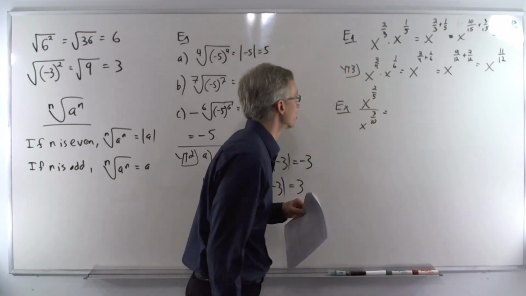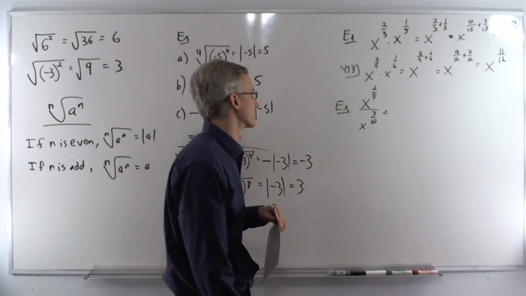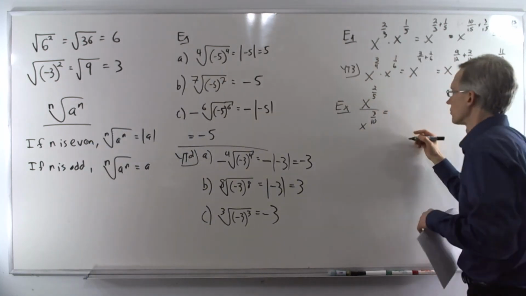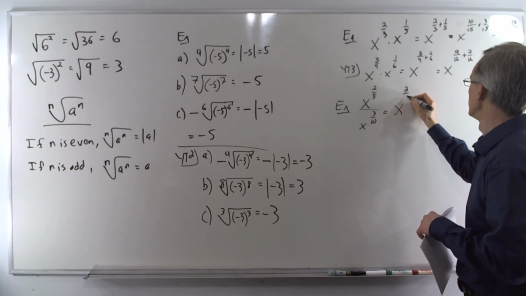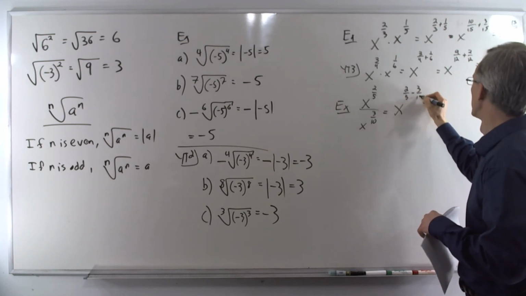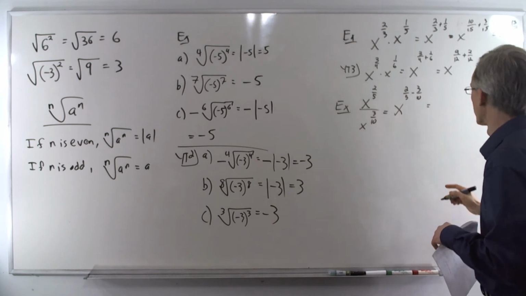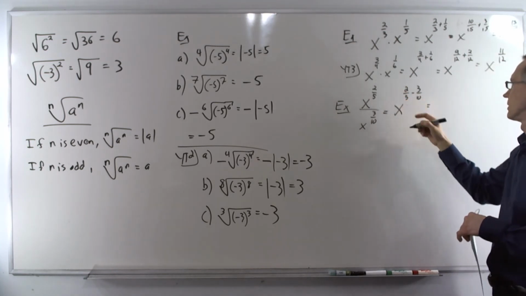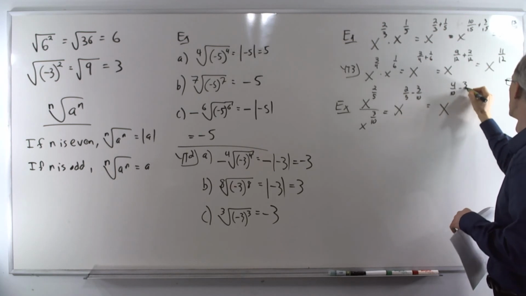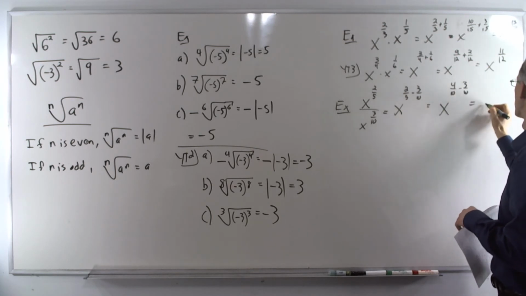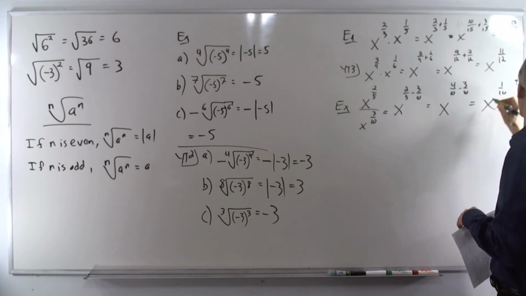Next example, x to the 2/5 divided by x to the 3/10. So when dividing, we're going to subtract the exponents. That gives us x to the 2/5 minus 3/10. Now find a common denominator of 10, so multiply this by 2/2. That gives us x to the 4/10 minus 3/10. Subtract those and we get x to the 1/10 power.